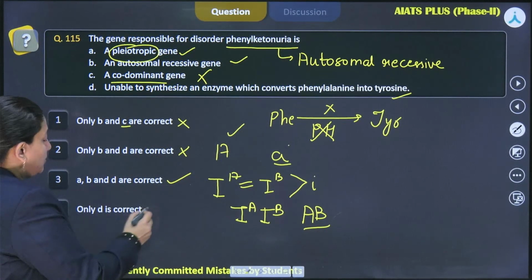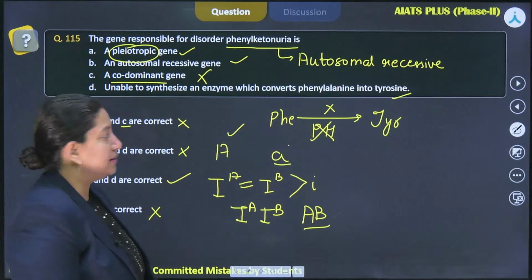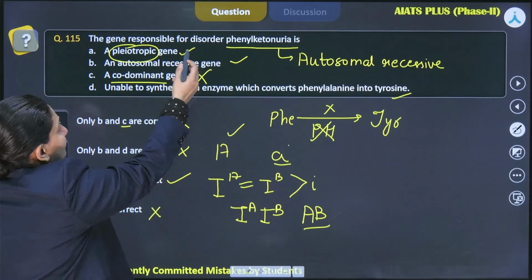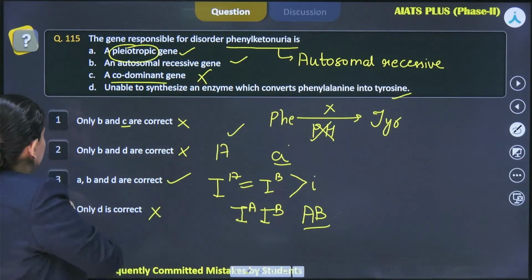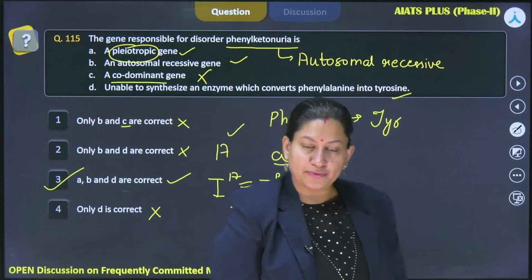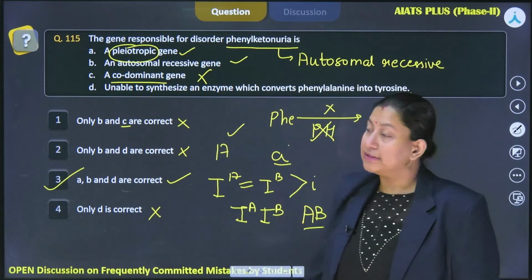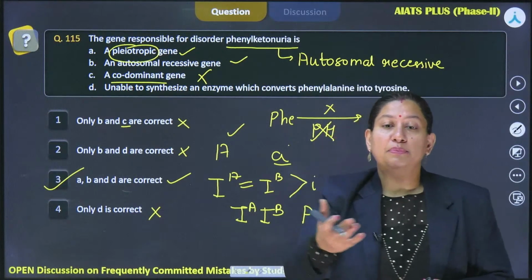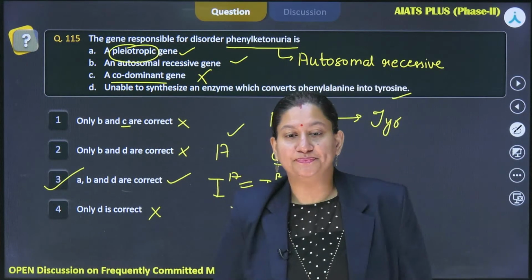This is the correct option, and only D is correct, again incorrect. So over here, because of the correct features depicted in A, B and D, the correct answer for this question is going to be option number 3, right? So this is how you'll be solving this question. I hope this is clear to everyone. In case you have any doubts, please comment on the chat box, right?